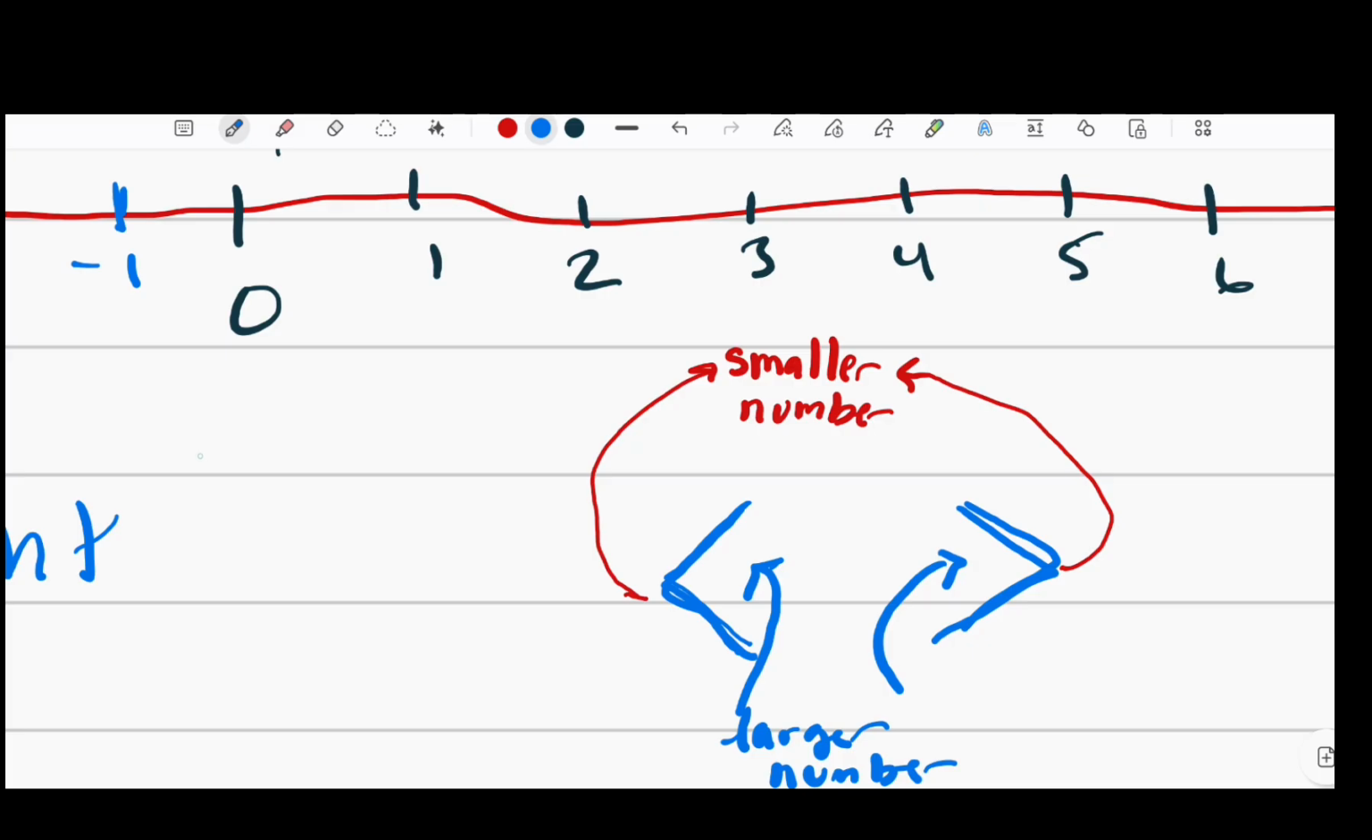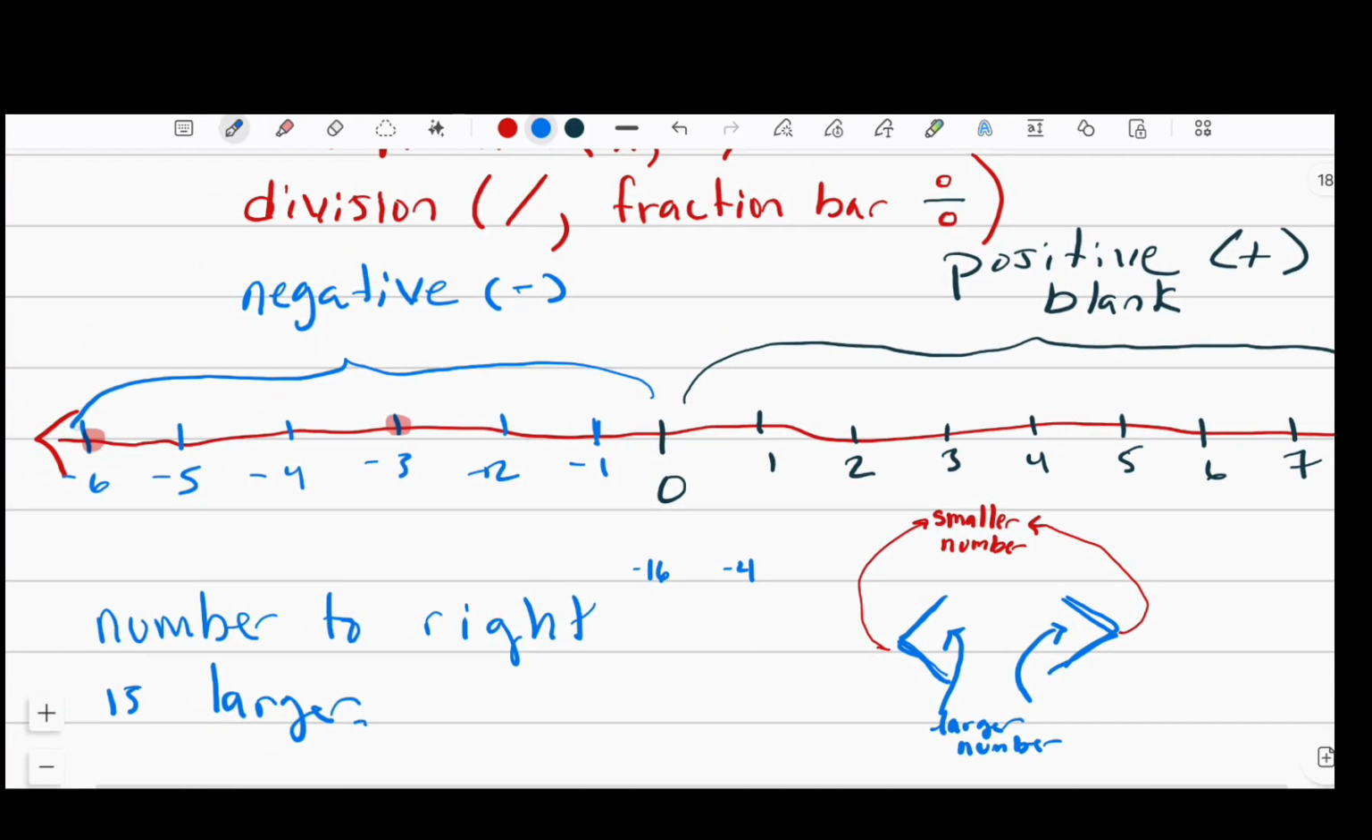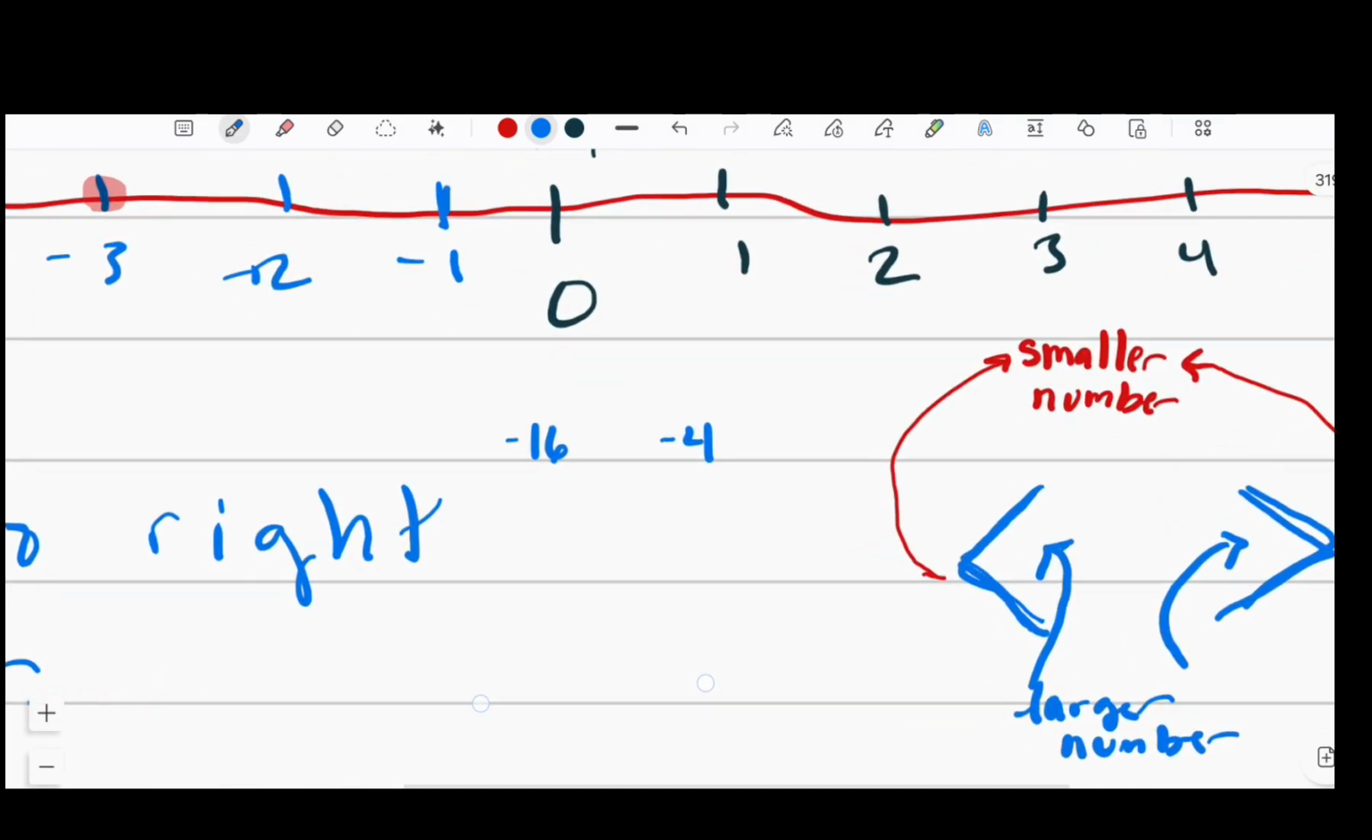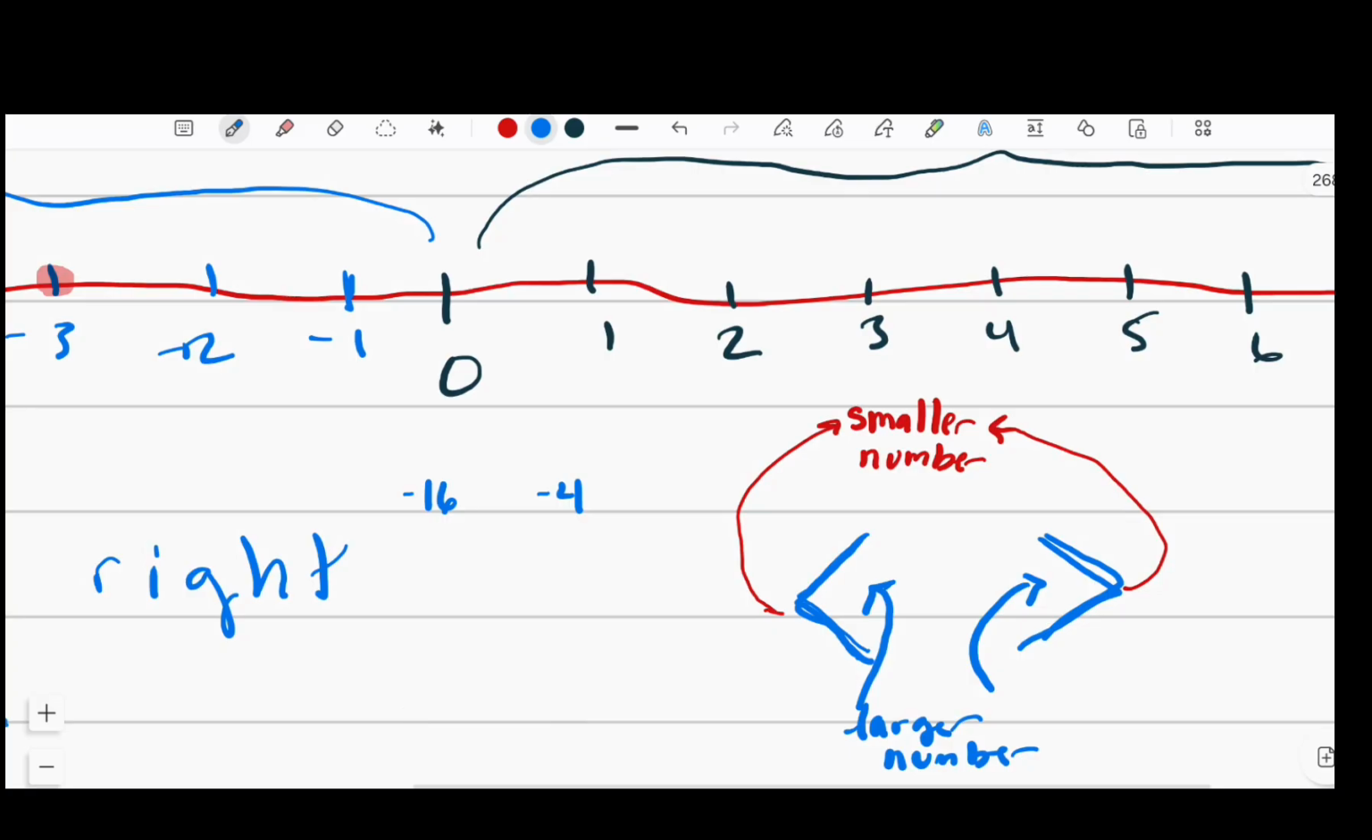If I said -16 and -4. Now, I wrote this just as it is on the number line. -16 is going to be somewhere past -6, -4 you see. So you already know that -4 is larger than -16, correct? But when you draw your symbol, I want the pointy end to point to the smaller number. You see it? And the open end is pointing to the large number every time.